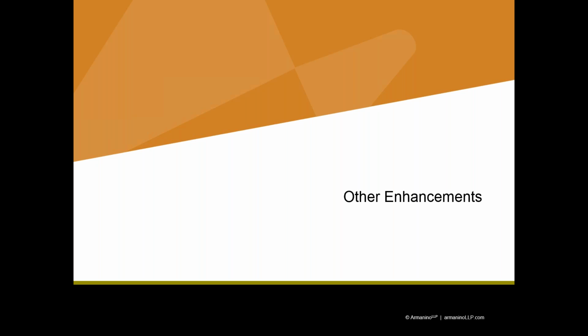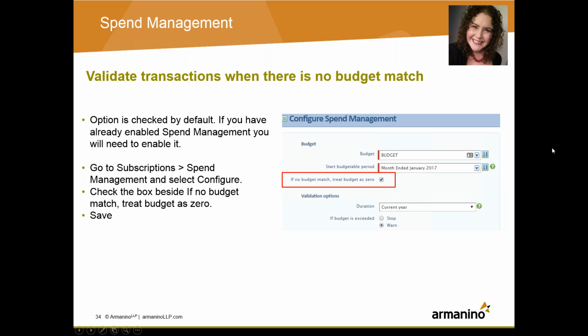Okay, so now we're into the general catch-all bucket of those little items that make your life so much easier. Diving right in, there's been an update to spend management in this release. Now you are able to validate transactions when there is no budget match. In some cases, budgets may not have included a reporting period, or they have unmatched dimensions. Maybe you've got a budget loaded in for location, and the system is looking for a location and department combination. Purchase requisitions can pass through unvalidated, because if it doesn't find a match, it has nothing to validate against.